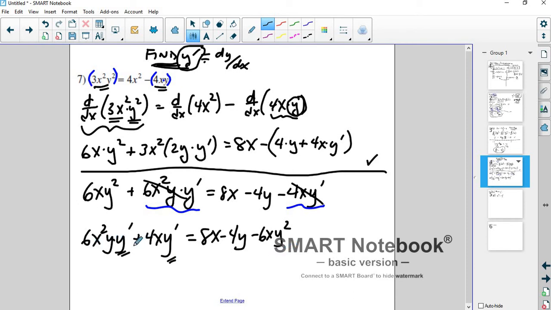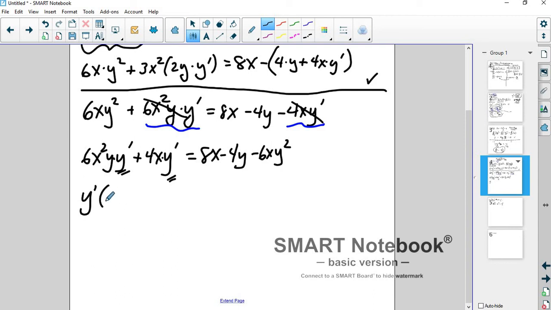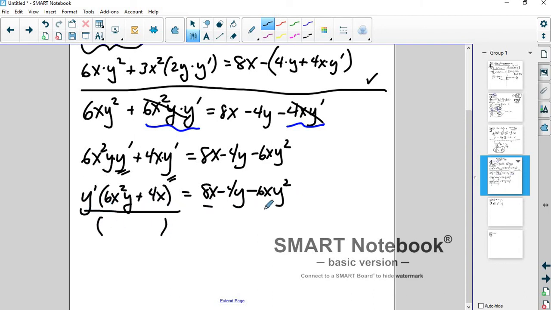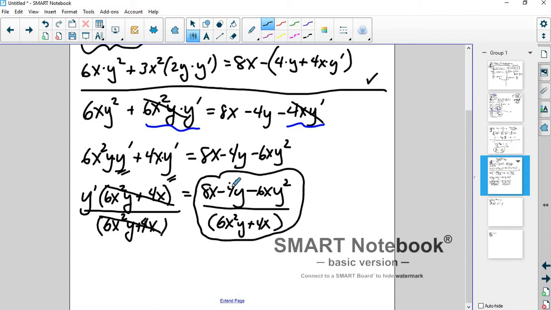And then what can you do when this term has a y prime and this term has a y prime? Factor it out. So you factor out y prime, you're left with 6x squared y plus 4x. Here you have 8x minus 4y minus 6xy squared. And then you divide both sides by this in order to solve for y prime. So I divide by 6x squared y plus 4x. That divides this away. And then I get the 6x squared y plus 4x in the denominator. So y prime is equal to this big ugly mess. I know, sorry, but that's the way it goes. And so that's what you got. Okay? So you guys try the next one.